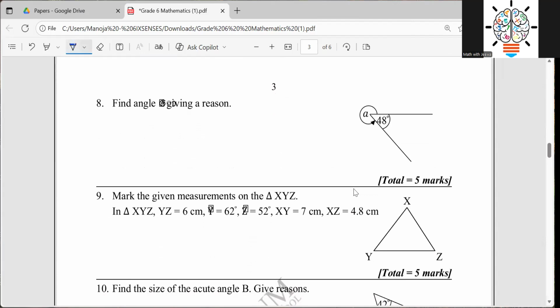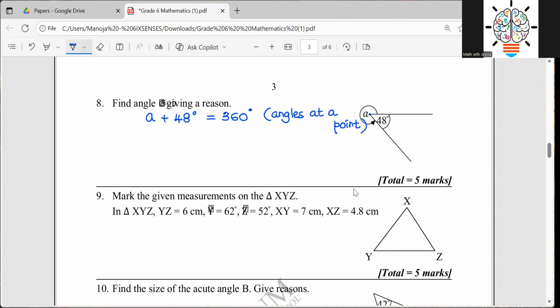How do you write this? You can see this is a point. And this A and 48 are the angles at the point. So when you add them together, they should add up to 360. What is the reason? Angles at a point. That's all you write, children. You don't write angles at a point add up to 360. Why don't you want to write the full statement? Already you have shown it with the equation. Therefore, you just mention inside the bracket, angles at a point.